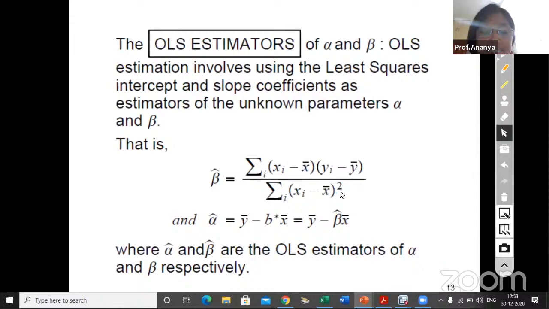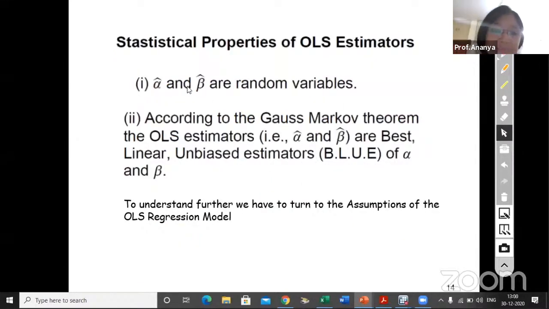What are x and y? X and y are both random variables, right? In every example that I've shown you, the dependent and the explanatory variables are nothing but random variables. And alpha hat and beta hat, being functions of random variables, are also random variables. Now, according to the Gauss-Markov theorem, alpha hat and beta hat are the best linear unbiased estimators of alpha and beta. To understand this further, we'll have to look at the assumptions of the OLS regression model, which is what I'll now turn to.